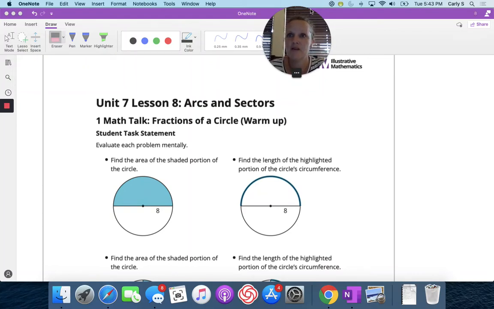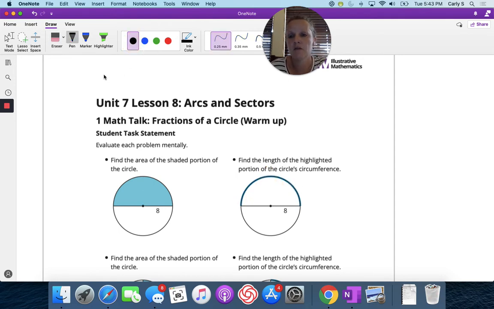Hey, we are in Unit 7, Lesson 8, talking about arcs and sectors. If you remember, the arc is this part, okay? The sector is a piece of a pie, okay? An arc is the outside of the circle, a sector is a piece of the pie.